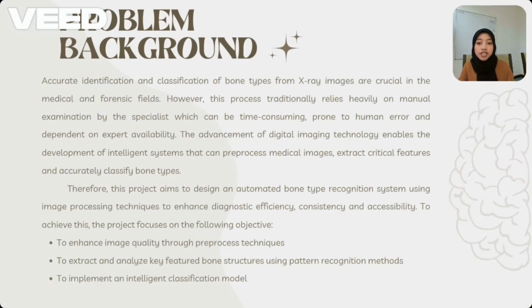Problem background. Accurate identification and classification of bone types from X-ray images are crucial in the medical and forensic fields. However, this process traditionally relies heavily on manual examination by specialists, which can be time-consuming, prone to human error, and dependent on expert availability. The advancement of digital imaging technologies enables the development of intelligent systems that can pre-process medical images, extract critical features, and accurately classify bone types. Therefore, this project aims to design an automated bone type recognition system using image processing techniques to enhance diagnostic efficiency.